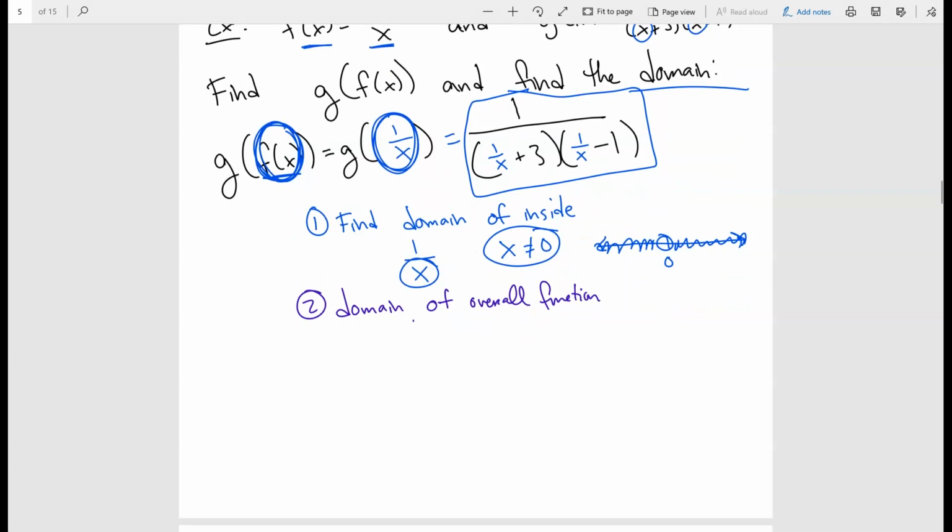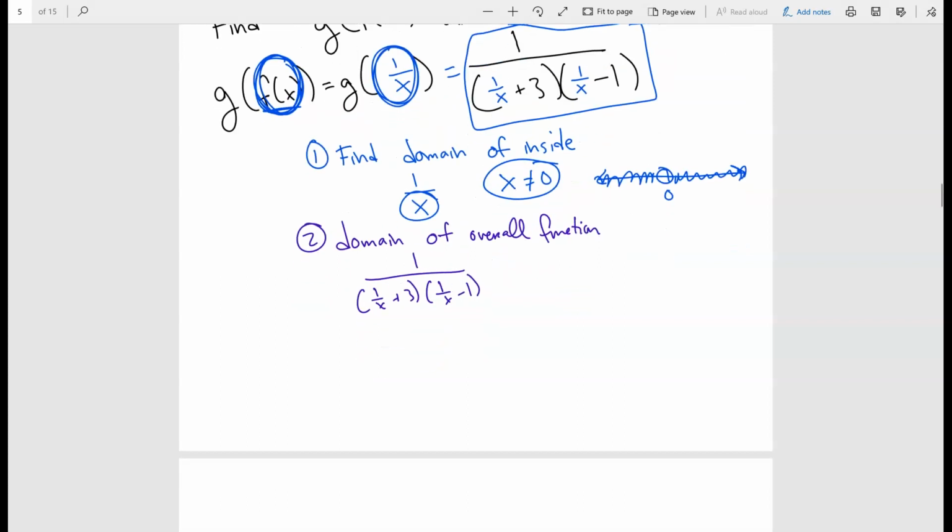So the overall function is 1 over x plus 3, 1 over x minus 1. Okay, so that's my overall function. Now notice here that what I have is another rational. And what I got to do is set that equal to 0. So I'm going to set the 1 over x plus 3 equal to 0, and the 1 over x minus 1 equal to 0.